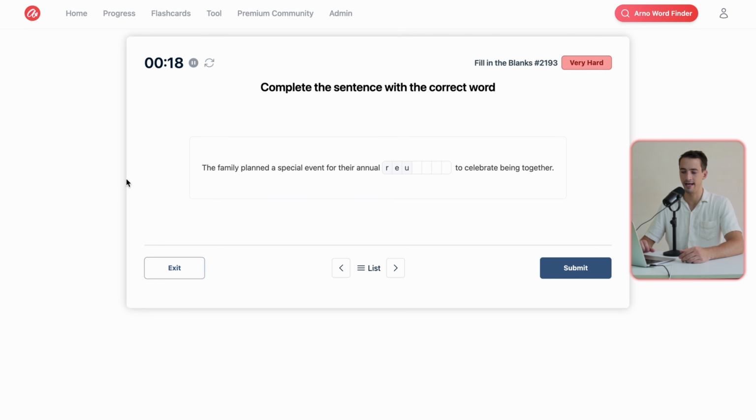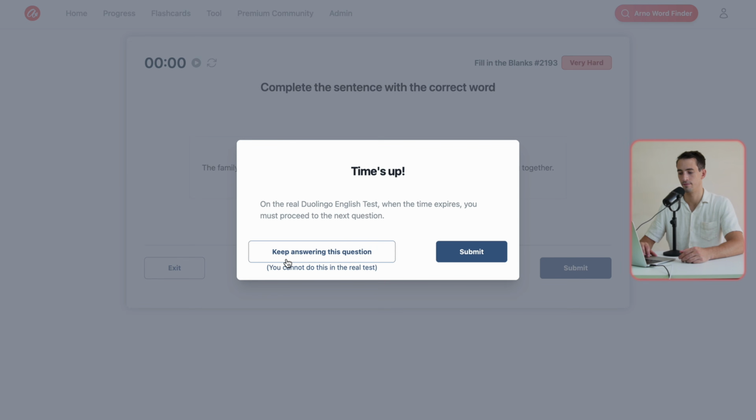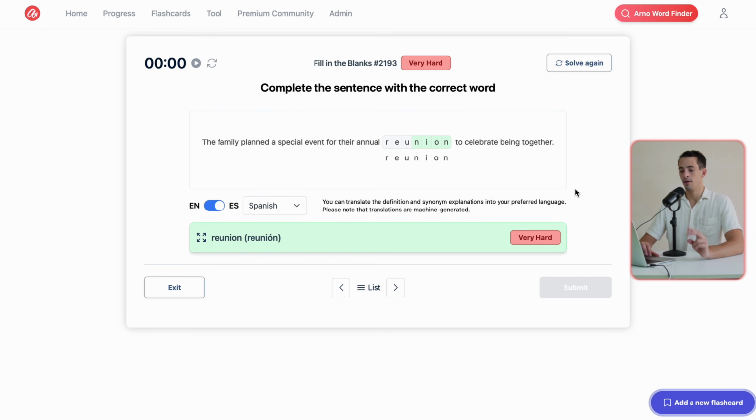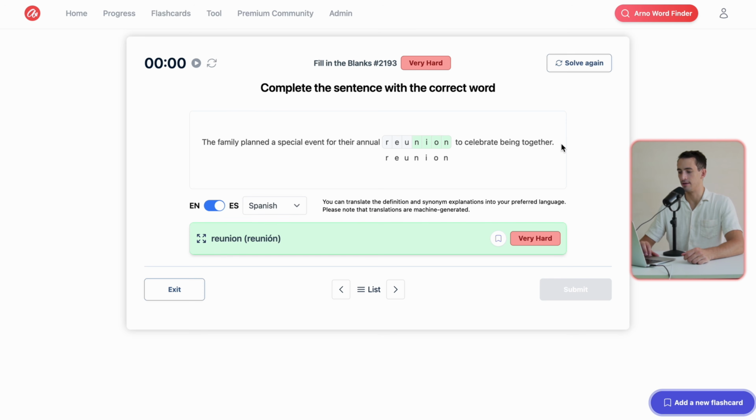The family planned a special event for their annual REU blank, blank, blank, blank to celebrate being together. The answer here is reunion. So there were two clues that helped me to get this one.